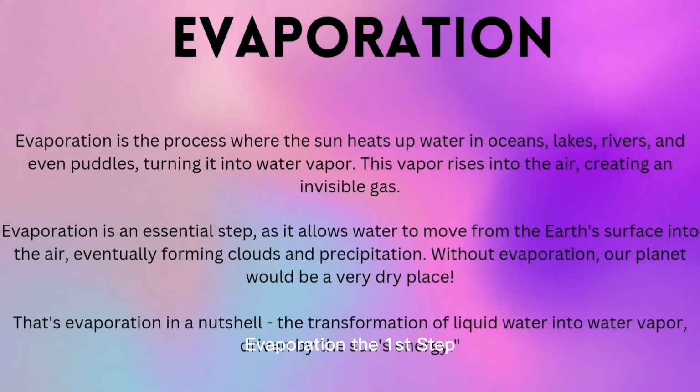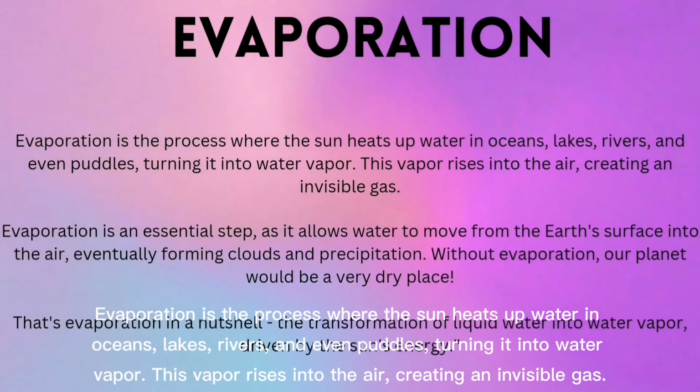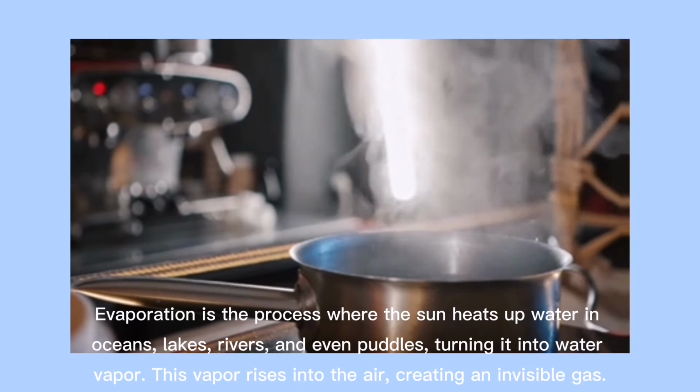Evaporation, the first step. Evaporation is the process where the sun heats up water in oceans, lakes, rivers, and even puddles, turning it into water vapor. This vapor rises into the air, creating an invisible gas.